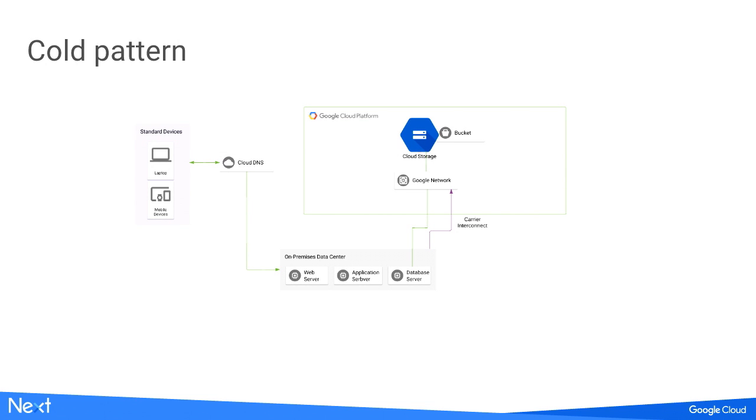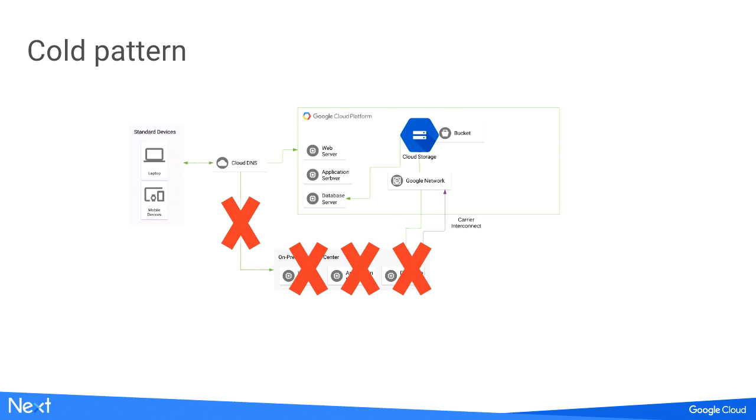Here's an example of a cold pattern. In this example, we have practically nothing running in your target GCP project. When there's a problem that prevents the production environment running production workloads, you deploy a deployment manager template to create an environment capable of running production workloads. Note that we were trickling data into cloud storage as part of that production environment.